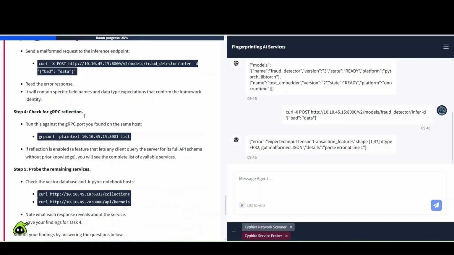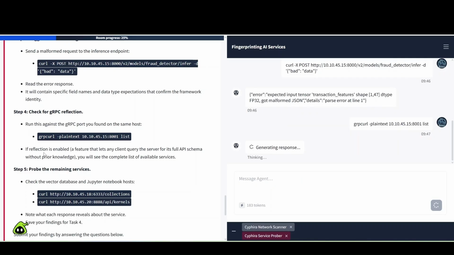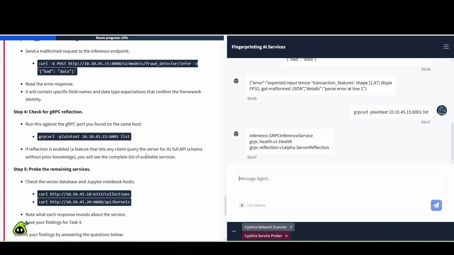Check for gRPC reflection. Run this against the gRPC ports you found on the same host. Okay, let's go ahead and do that here. If reflection is enabled, a feature that lets any client query the server for its full API schema without prior knowledge, you will see the complete list of available services. Okay, and we can see that here: health and server reflection.